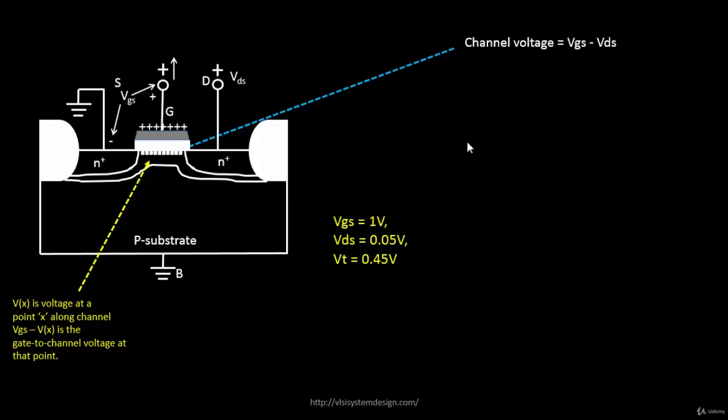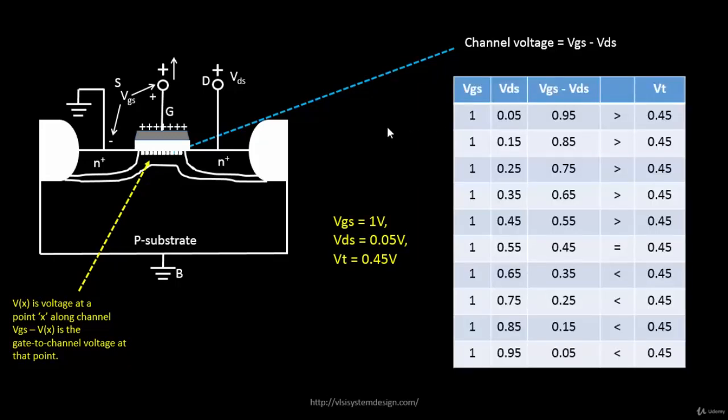Before that, one last thing: we had seen the concept behind the threshold voltage, and this was the voltage at which surface inversion happens. The reason we were able to see this channel is that your channel voltage, VGS minus VDS, was greater than the threshold voltage of 0.45, and as a result you were able to see the channel. Now just imagine what will happen when we increase this value of VDS. So let's do that now.